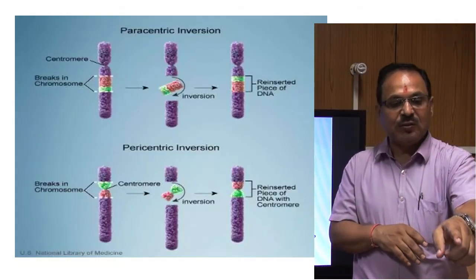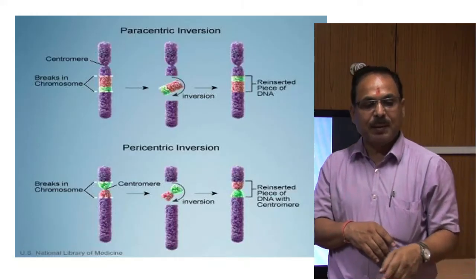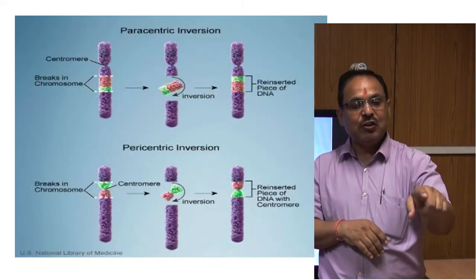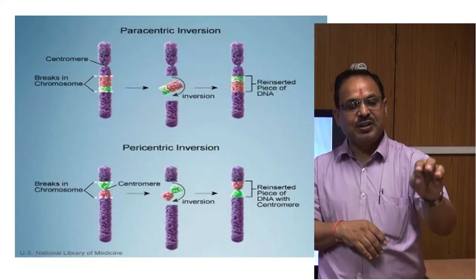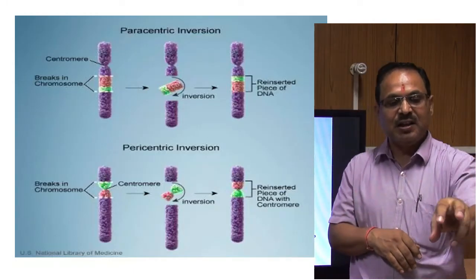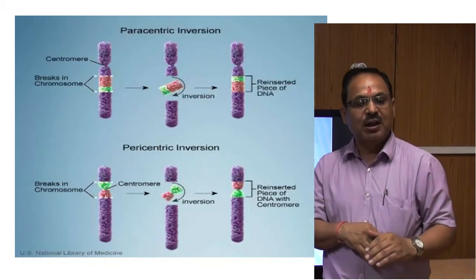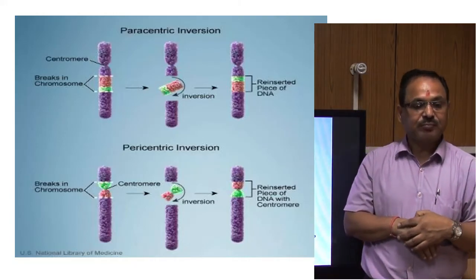So the green part of the chromosome is at the upper portion. You can see here that the position of the centromere remains the same, because the inverted part doesn't contain the centromere. The centromere is placed outside of the inverted segment of this DNA.